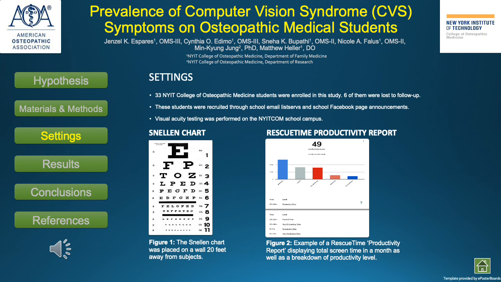Visual acuity testing was performed on the NYIT-COM school campus. And on the slide, you can see just an example of a Snellen chart, which was placed on a wall 20 feet away from subjects, and we used this to determine the visual acuity on their left, right, and both eyes. And we also provided an example of a Rescue Time productivity report, which is one of the automated reports that we exported from the application.